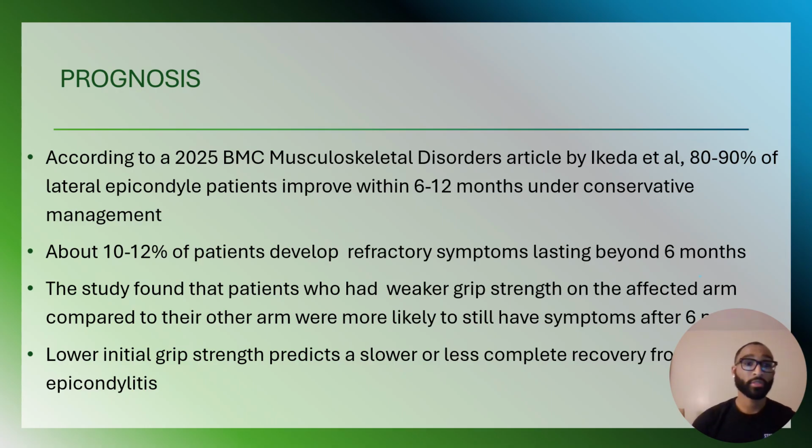Okay, so next we're going to go ahead and discuss our prognosis. According to a 2025 BMC Musculoskeletal Disorders article, lateral epicondylitis patients improve within 6 to 12 months under conservative management. About 10 to 12% of patients develop refractory symptoms lasting beyond 6 months. The study found that patients who had weaker grip strength on the affected arm compared to their other arm were more likely to still have symptoms after 6 months. Lower initial grip strength predicts a slower or less complete recovery from lateral epicondylitis. So basically, patients who already have a weak grip are predisposed to getting it and then having a slow recovery.